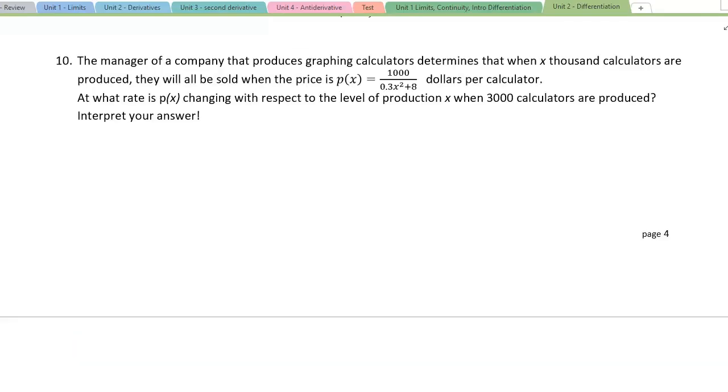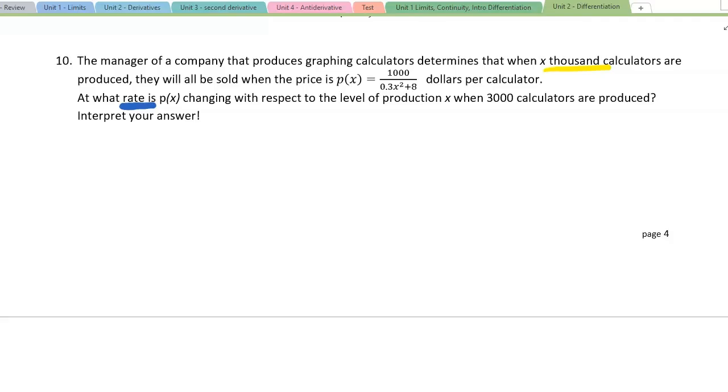Okay, we have the following example. The manager of a company that produces graphing calculators determines that when X thousand calculators are produced, they will all be sold when the price is P of X equals 1,000 over 0.3x squared plus 8 dollars per calculator. At what rate is P of X changing with respect to the level of production X when 3,000 calculators are produced?